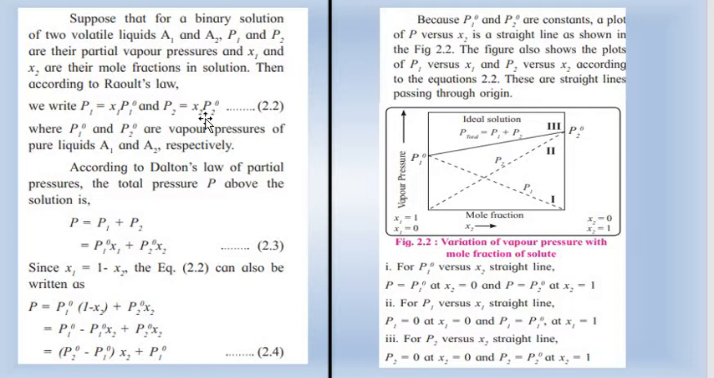So we have written P1 and P2 in terms of mole fraction and the vapor pressure when they were in their pure state. According to Dalton's law of partial pressure, the total pressure would be P1 plus P2. So here we are writing total pressure P is equal to P1 plus P2, and on substituting the values of P1 and P2 in this formula, we are getting this expression.